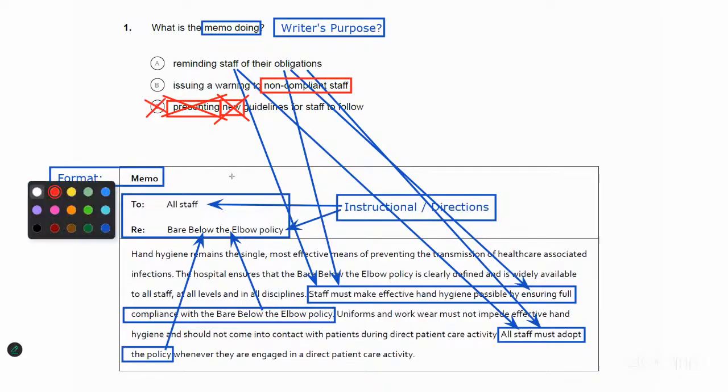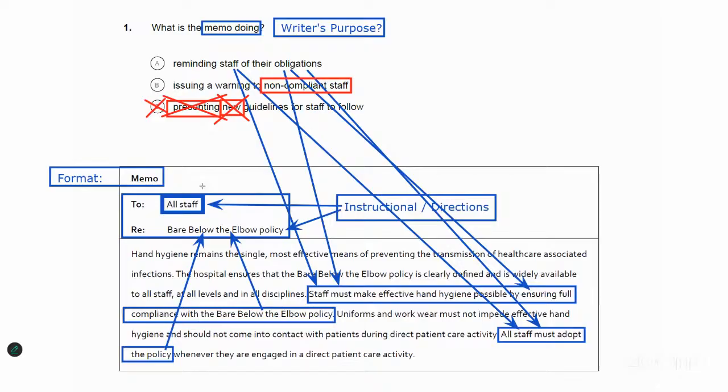Very special. All the staff. Try to understand that. It is to all the staff. Try to understand that very clearly. Be patient. And here is taking non-compliant staff only. No, it's not for non-compliant staff. It is for all the staff.